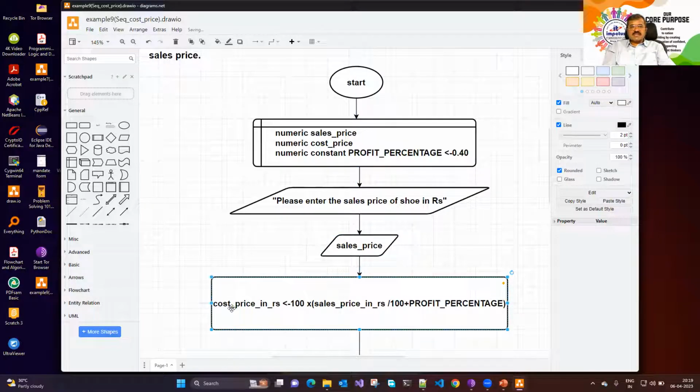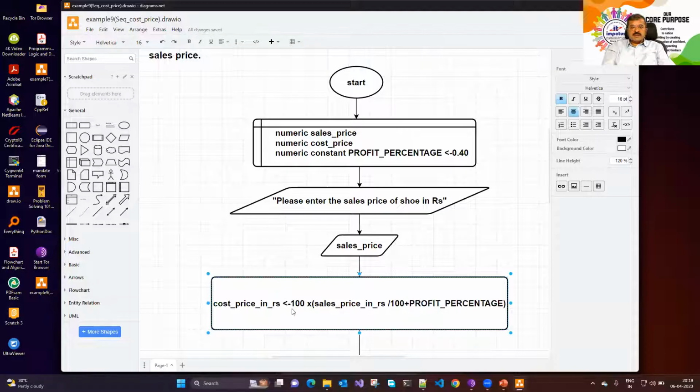After accepting the sales price, it says cost price is equal to 100 into sales price. Okay, sales price divided by 100 plus profit percentage. So it's like divided by 140 ho gaya yaani. Correct? So 100 plus profit percentage is 40 and 100 divided by 140 ho gaya. No, it is like sales price divided by 100 plus profit percentage ho gaya.